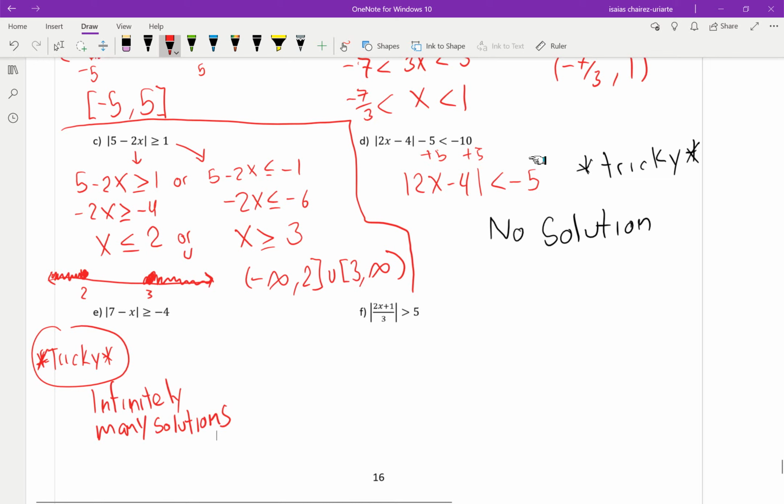All right, the last one. This one's okay. We're just going to treat it like a regular one. So this is going to split up into two inequalities. One of them is going to say 2x plus 1 over 3 is bigger than 5, or the other one would be 2x plus 1 over 3 is less than -5. This one we can actually solve by the regular method. Alright, let's solve it then.